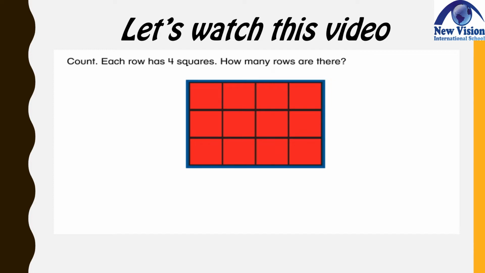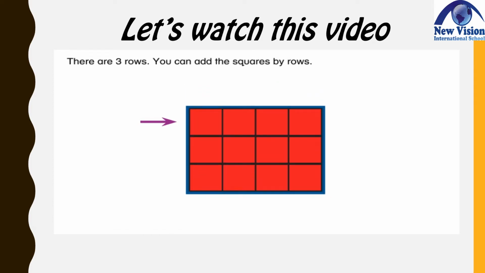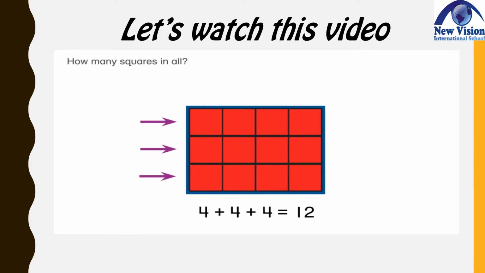Count. Each row has 4 squares. How many rows are there? There are 3 rows. You can add the squares by rows. How many squares in all? 4 plus 4 plus 4 equals 12. There are 12 squares in all.